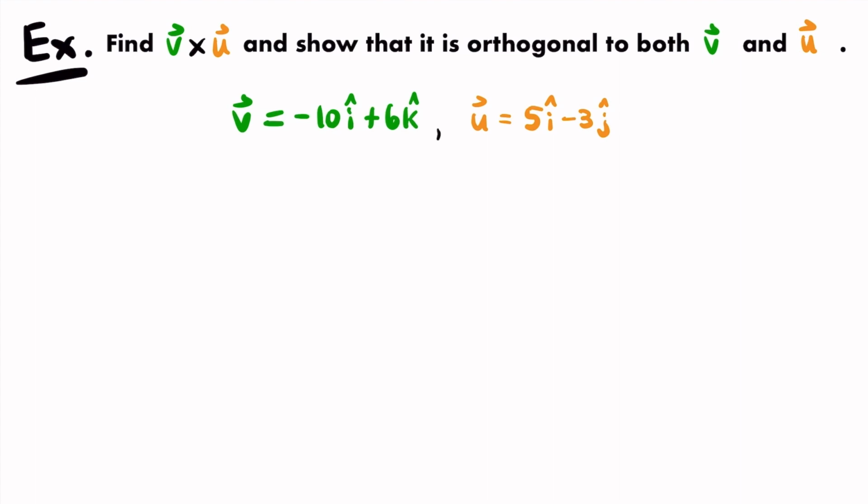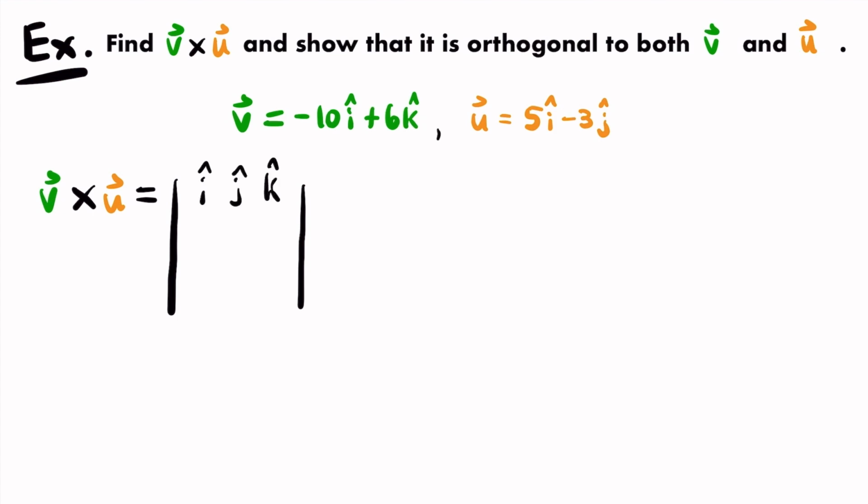Let's set up this cross product. We'll have vector v cross vector u, and that's going to be equal to the determinant of a 3x3 matrix, where we have our standard unit vectors i, j, and k, and then the components of vector v in the second row, and the components of vector u in the third row.